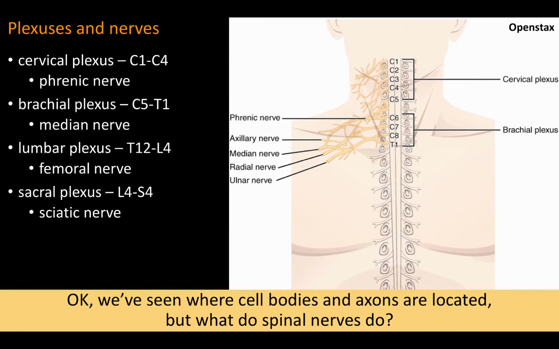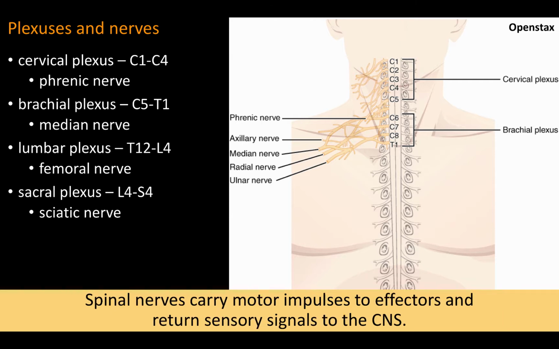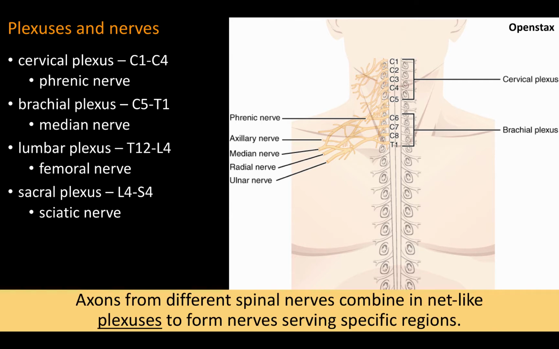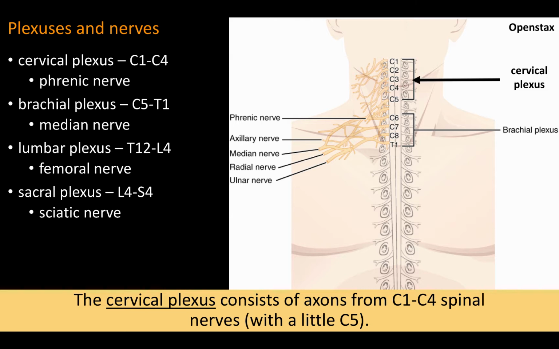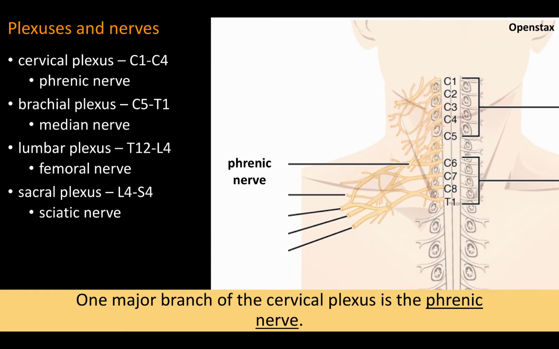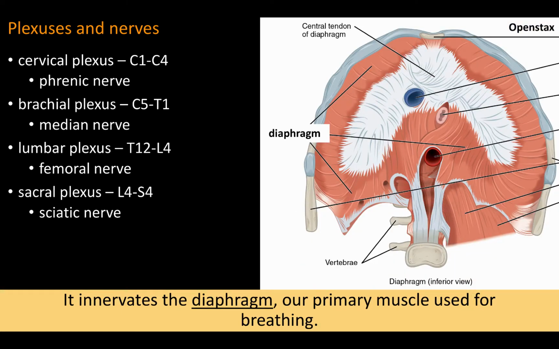Okay, we've seen where cell bodies and axons are located, but what do spinal nerves do? Spinal nerves carry motor impulses to effectors and return sensory signals to the CNS. Axons from different spinal nerves combine in net-like plexuses to form nerves serving specific regions. The cervical plexus consists of axons from C1 to C4 spinal nerves, with a little of C5. One major branch of the cervical plexus is the phrenic nerve. It innervates the diaphragm, our primary muscle used for breathing.